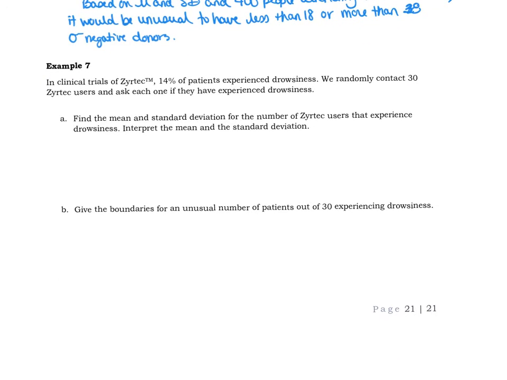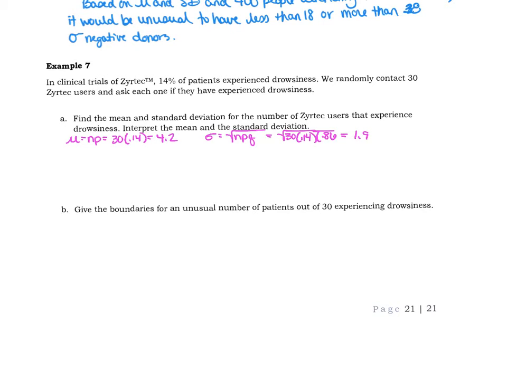All right. Moving on to this next one. So back to Zyrtec, we're going to do pretty much the same thing that we just did up above. Very similar in terms of what we're being asked. So we're asked to find the mean and the standard deviation. So the mean is n times p, or 30 times 0.14, giving us 4.2. The standard deviation is the square root of npq. So the square root of 30 times 0.14 times the other 86% of people who don't experience drowsiness, 1.9.